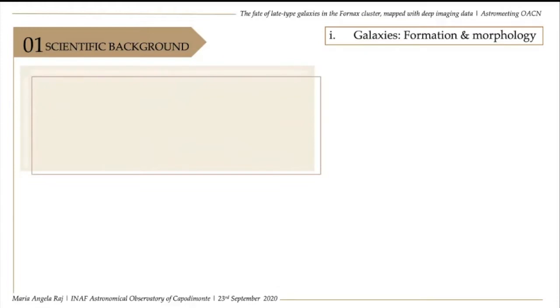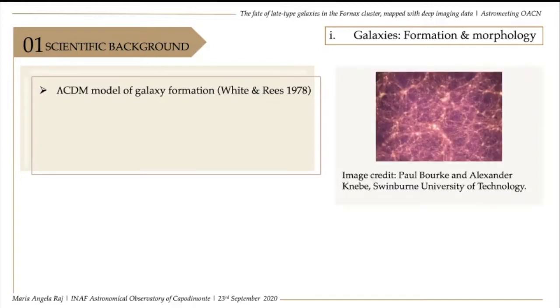So small fluctuations in the hot universe created the first seeds of galaxies, which has since been supported by the lambda cold dark matter model of galaxy formation. And in this image here, we see simulations of millions of galaxies in clusters and superclusters forming the galactic filament.